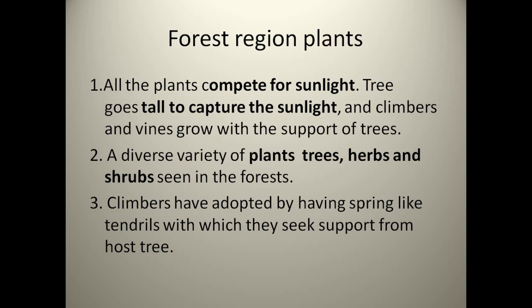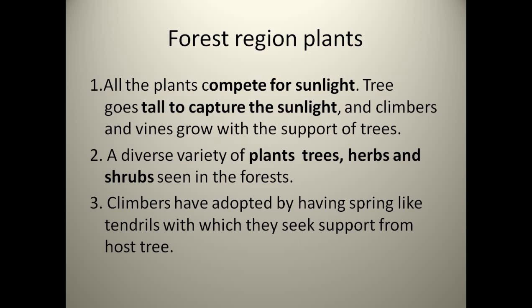Hence, trees grow tall to get sunlight, and climbers and vines grow to a great height with the support of trees. Spring-like tendrils on the stems of some climbers are an example of adaptation. Herbs might get sunlight from anywhere, but what about the climbers? Climbers don't leave those trees. They take the support of those trees and creep over them.